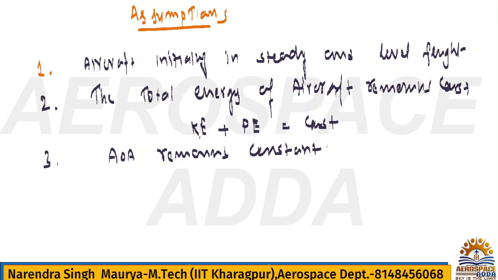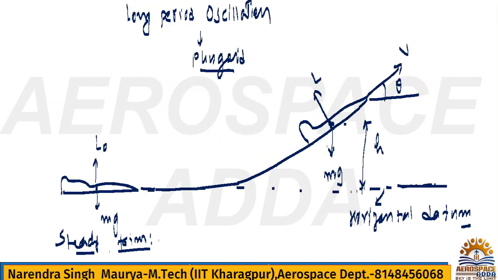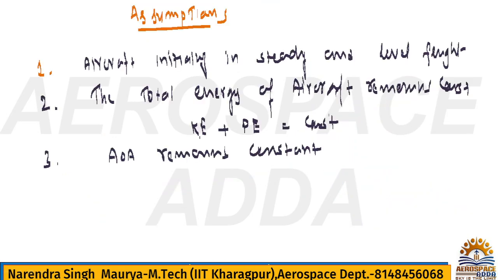Now based on this, you have to focus, because if you see this diagram, for whatever steady trim condition we have, the total energy contained by this plane and this plane will be the same, because we have mentioned here that the total energy of the aircraft remains constant.